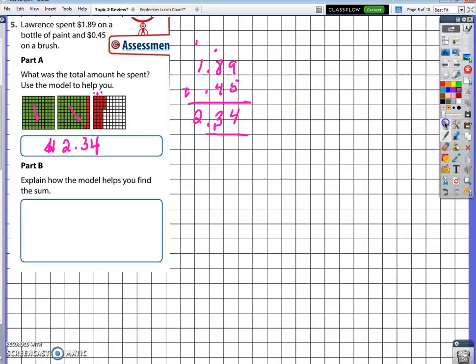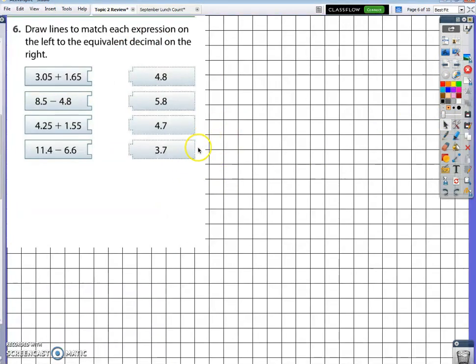Let's move on. You can pause this again if you want to so you can go over it. But let's move on. We're going to go ahead and skip this one. You guys probably can do this on your own. All you're going to do is just do each of these 4 problems and connect them with each of the 4 answers. So you want to make sure you're doing the math, you're lining up your decimals, you're bringing them down. But we're going to skip that one.